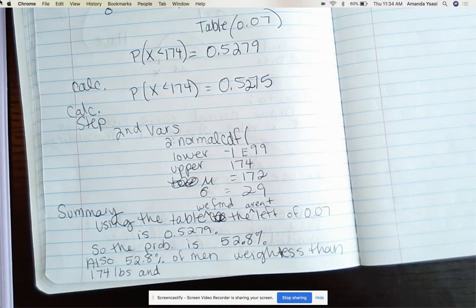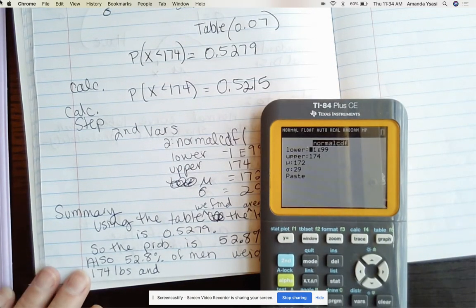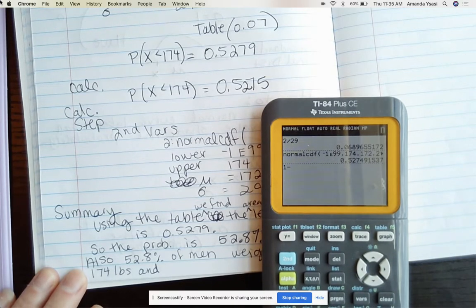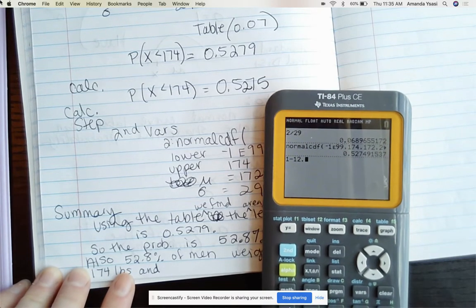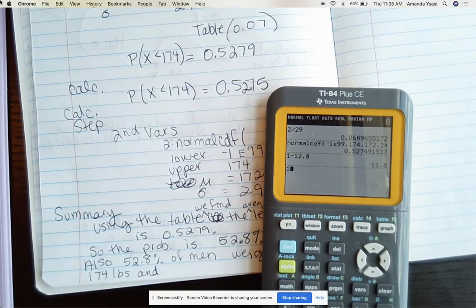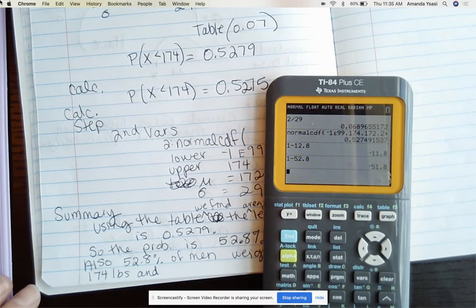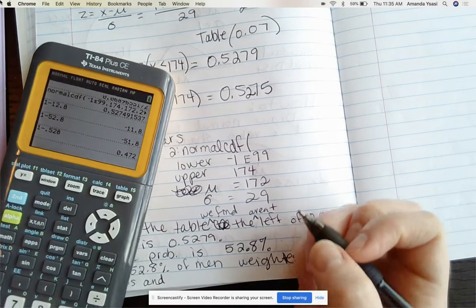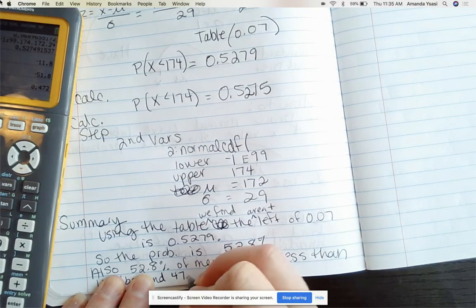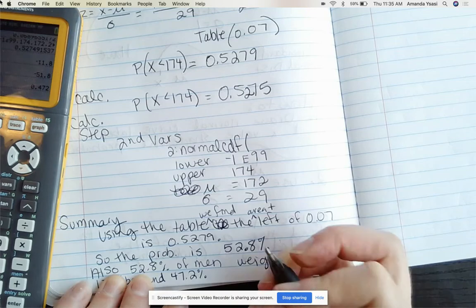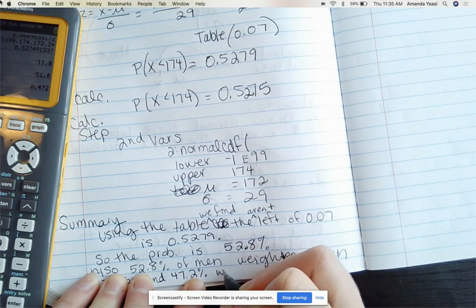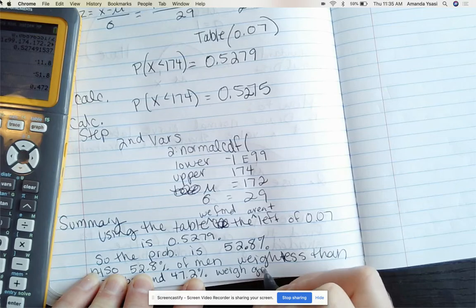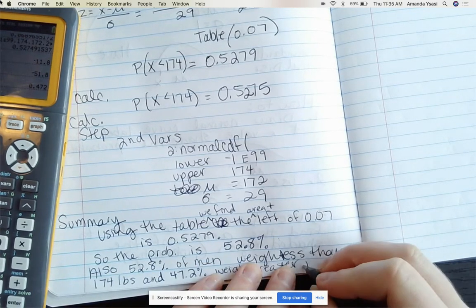And so the opposite of that would be weighing above that. So you'd have to do 1 minus 0.528. There we go. 47.2% weigh greater than 174.